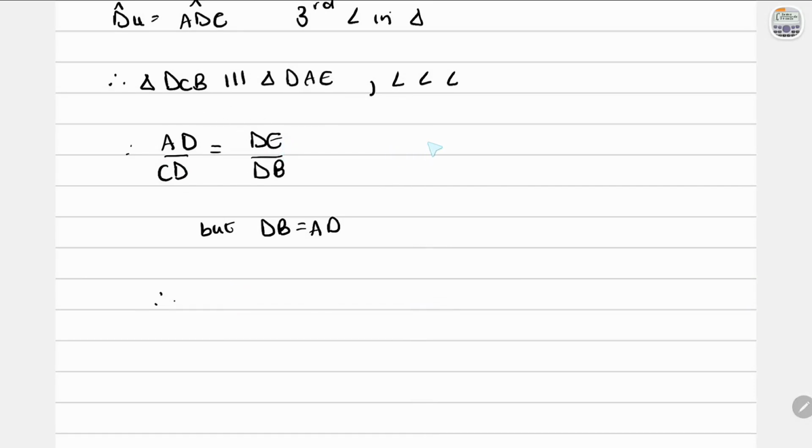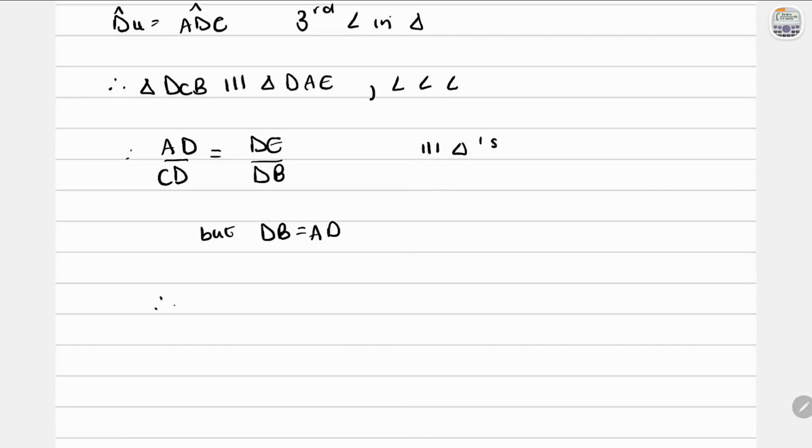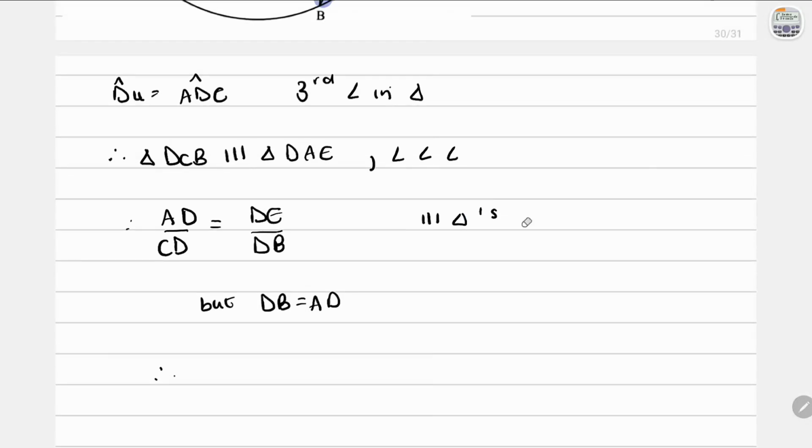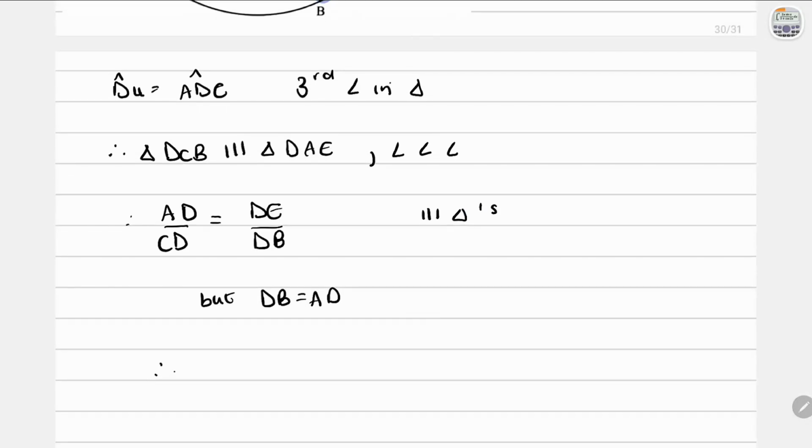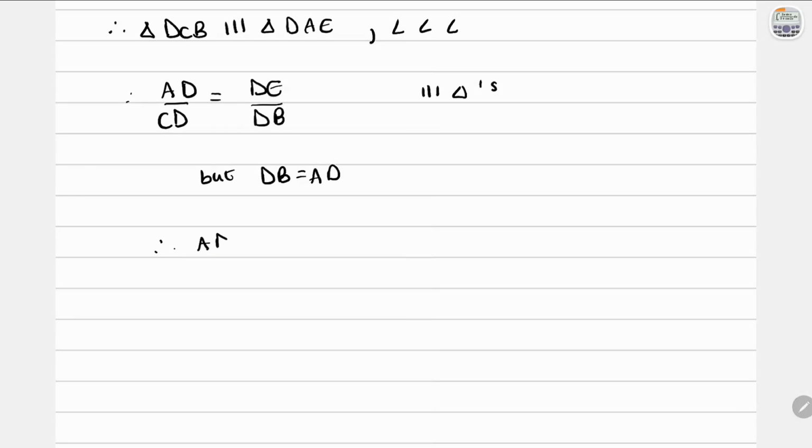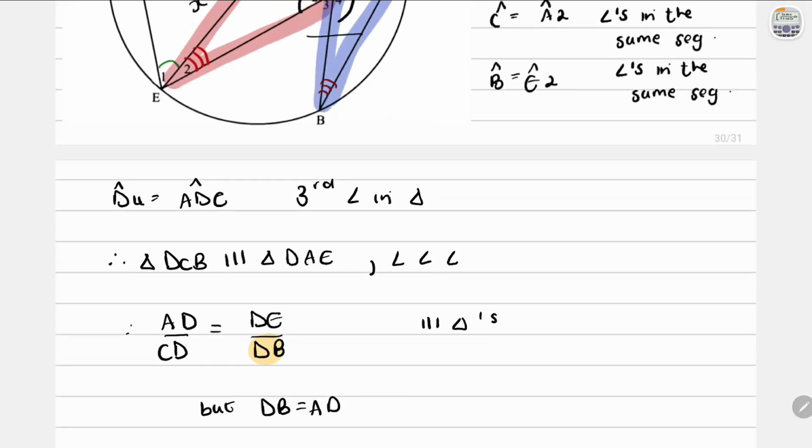Also, we should have a reason here. The reason for this is similar triangles, but I think you're actually just supposed to tell them the triangles that are similar, but you know, we already spoke about that there. So AD over, now in place of DB, we're just going to replace that with AD. That's all that we're going to do over there. So AD over CD is finally equal to DE over, and in place of DB, we call that AD. So we're almost there now.